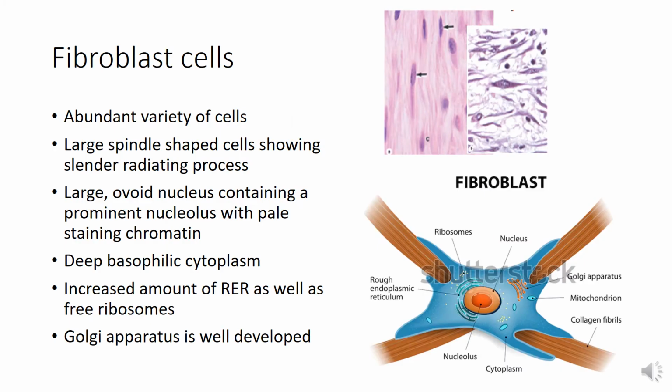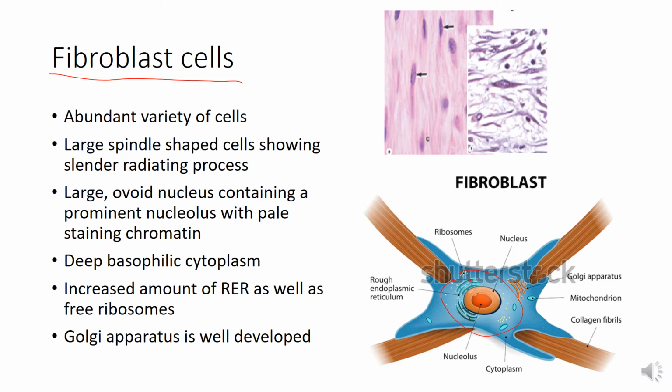So first of all, the fibroblast cells. This is the most abundant variety of cells in the connective tissue. The most abundant cell of the connective tissue is the fibroblast. They are large spindle shaped cells showing slender radiating processes. You can see that they are large spindle shaped cells with slender radiating processes.